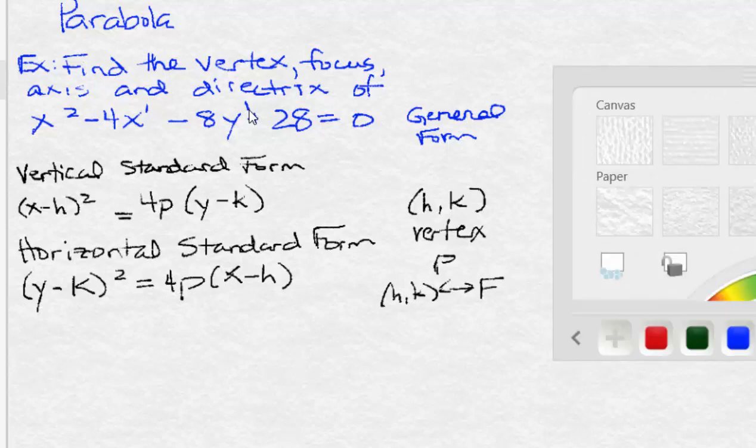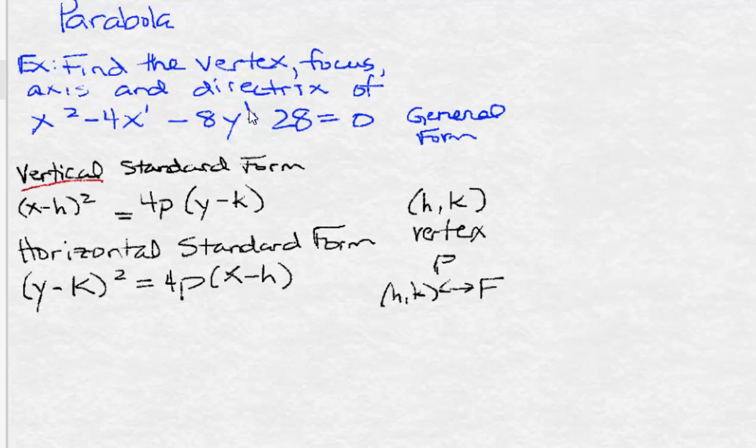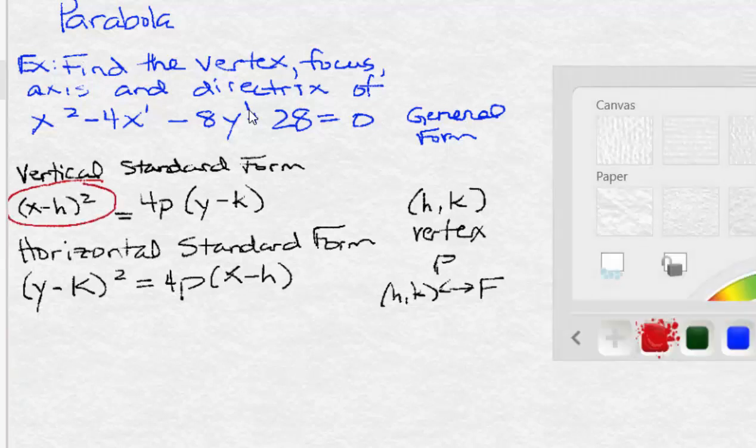Before we convert our general form to one of the standard forms, we need to identify which one we're looking at. Notice that in the vertical case, the x is being squared. If you were to FOIL out (x minus h) squared, you would get an x squared.